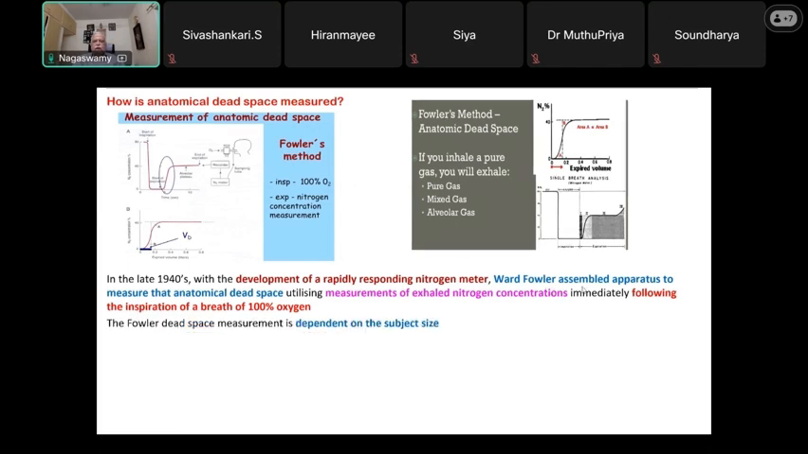So Ward Fowler assembled an apparatus to measure the anatomical dead space and measure the exhaled nitrogen concentration following inspiration of a breath of 100% oxygen. Okay.